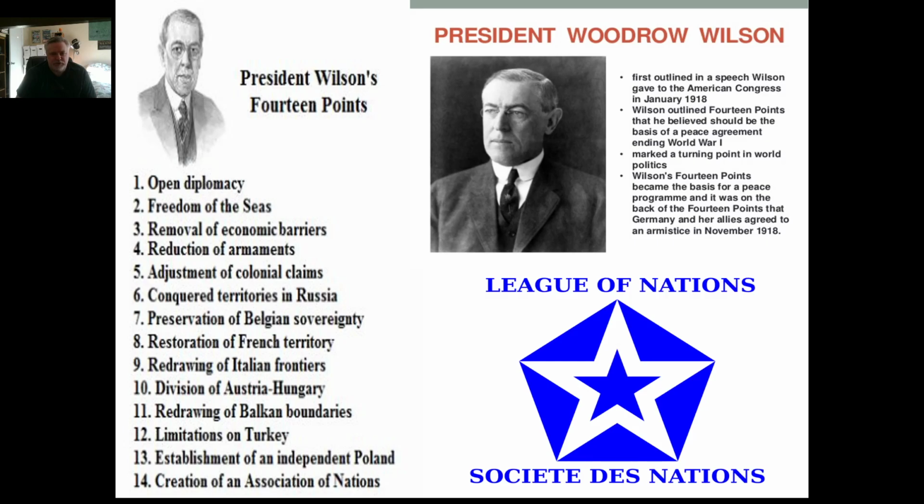Territory that had been seized was supposed to be given back unless it was the Germans or the Austrian-Hungarians. Primarily that concerned Russia because, like we said, the Germans had taken a good chunk out of Russia. The French got their territory back. Austria-Hungary was to be broken up into multiple new nations. You were going to get the map redrawn by all this stuff.